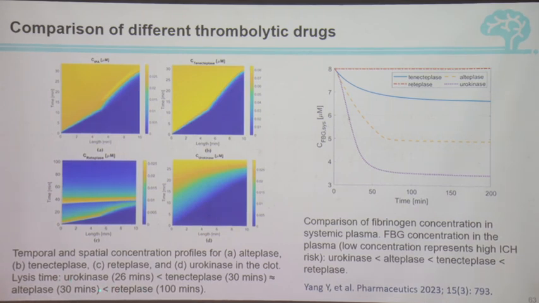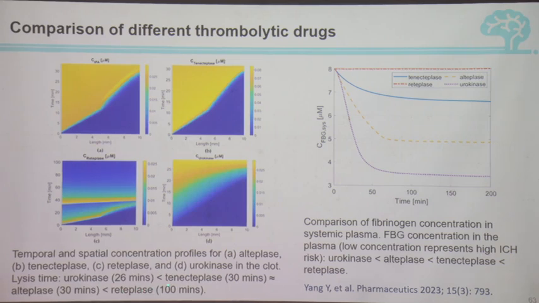the slowest is the reteplase, and urokinase is the fastest in terms of lysis, but it's only a few minutes faster compared to tenecteplase and alteplase. And in fact, tenecteplase and alteplase are very similar. But in terms of the fibrinogen concentration in the system, which can be used to estimate the risk of bleeding, the higher the better.